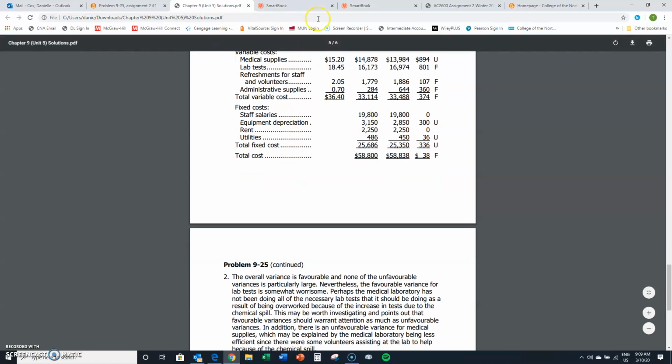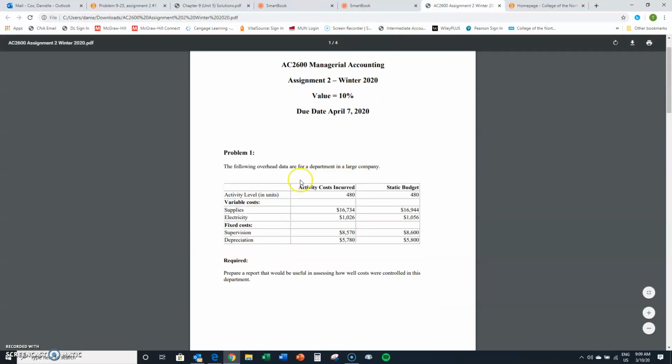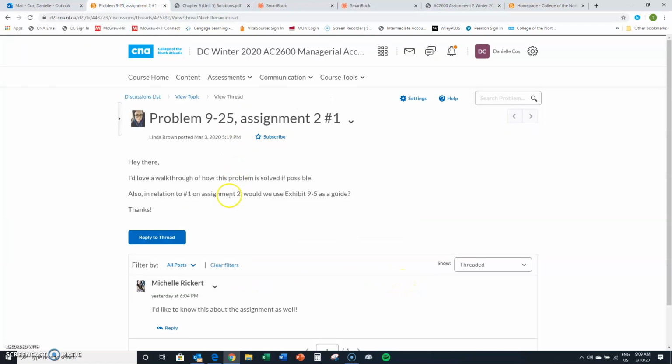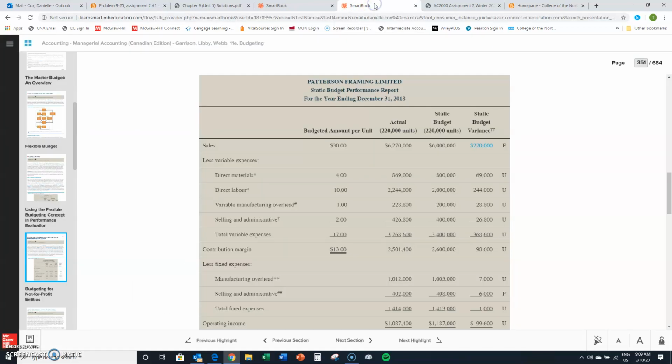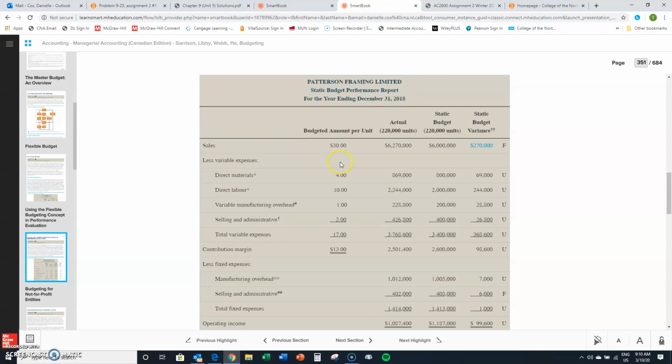Okay, now to look at the assignment. The assignment was kind of the same thing. We're given the actual costs that were incurred, and we're given the static budget. We have to prepare a report that would be useful in assessing how well costs were controlled in this department. Now, we asked, should we use Exhibit 9-5 as a guide? I have that opened here. In a nutshell, yes. It's not going to be exactly like this, but use this as your guide.